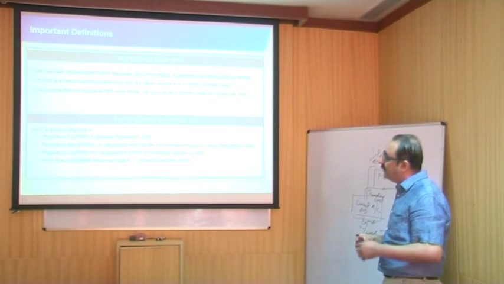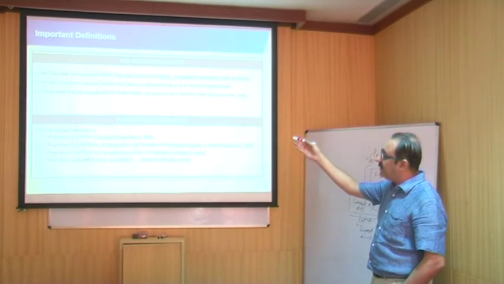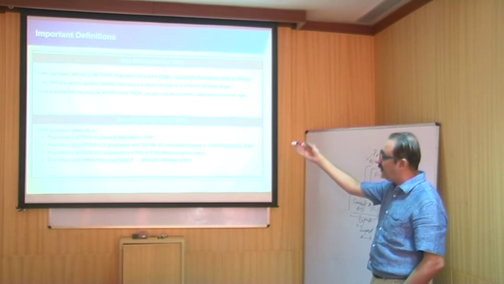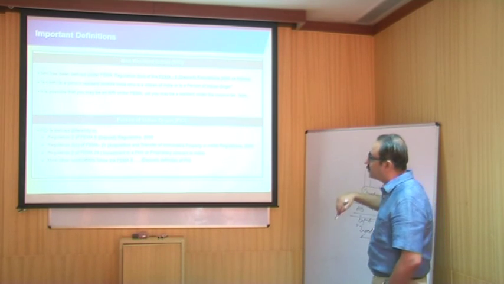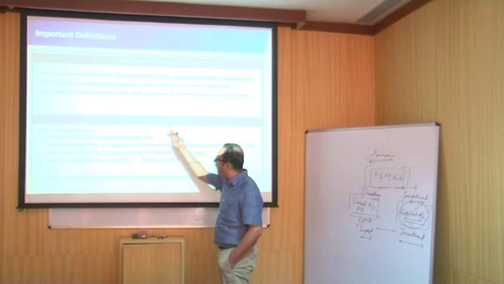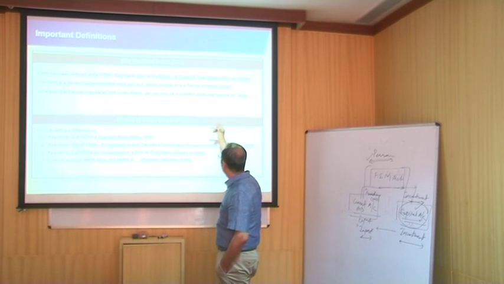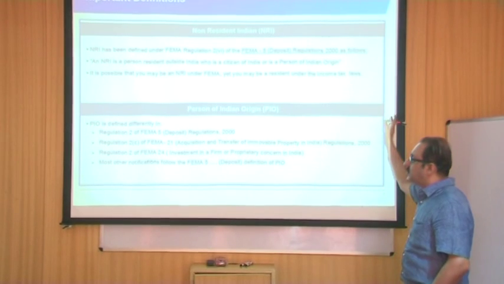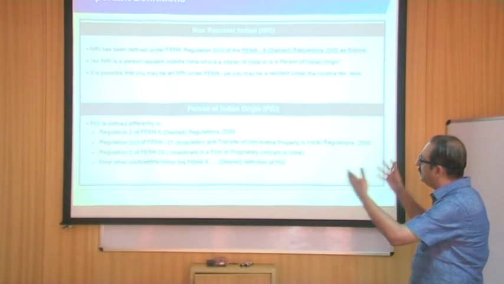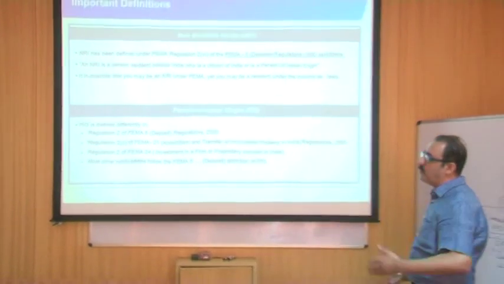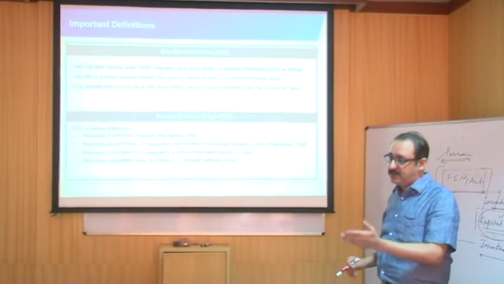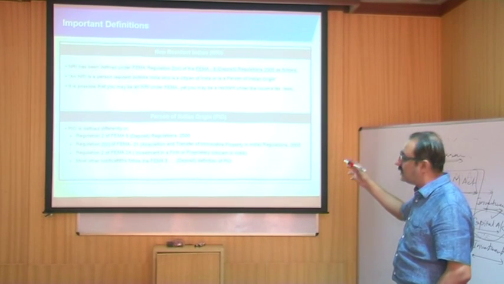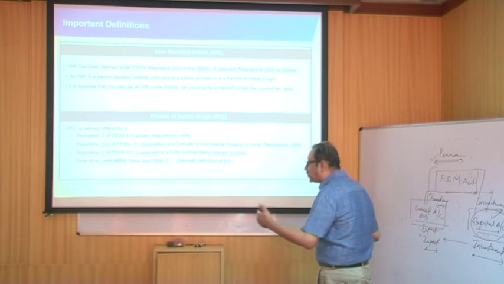Now as we can see in the second point, an NRI is a person resident outside India who is a citizen of India or a person of Indian origin, and it is possible that you may be an NRI under FEMA, yet you may be a resident under income tax law. This is because these are two separate Acts, two separate laws. FEMA is a separate Act and income tax is separate, so you cannot mix up FEMA with income tax. That's why it is quite possible that a person could be an NRI under FEMA and a resident as per the Income Tax Act. That's how we define the definition of a person, and the difficult aspect of this FEMA Act is that they have different definitions under different regulations.